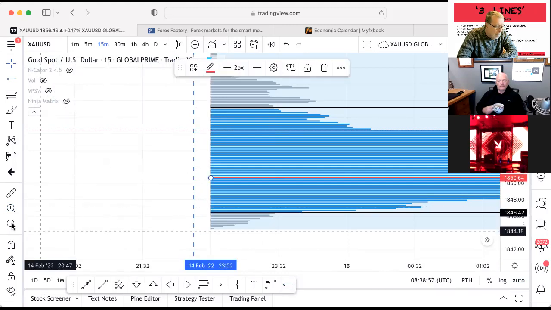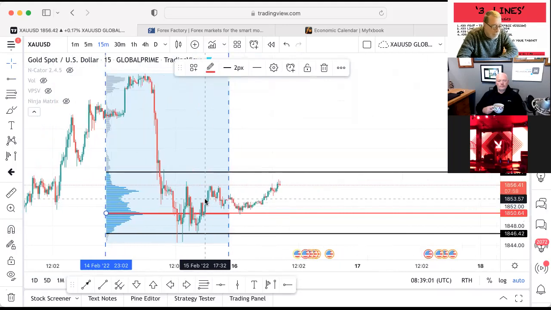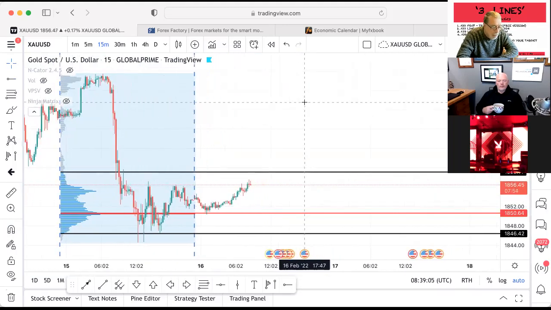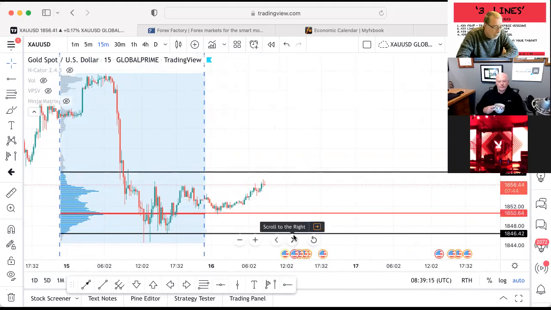So I'll zoom out again just to double check. So there we've got the field of play for today. This is our target, the red line. This is the value area high, and this is the value area low.